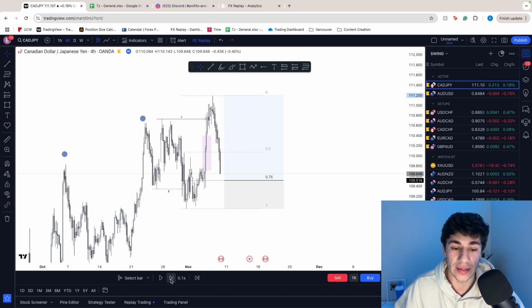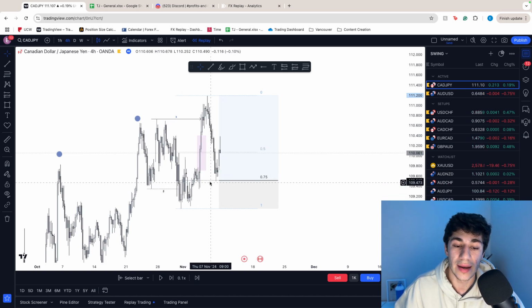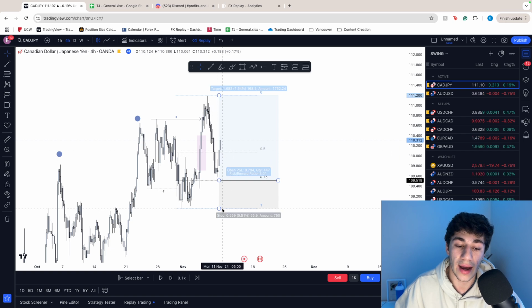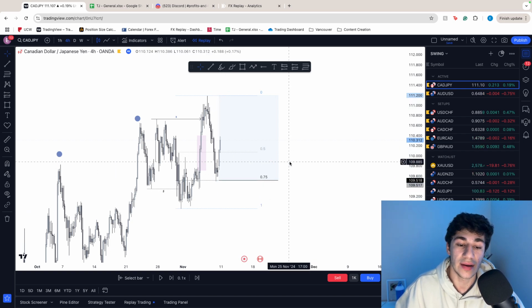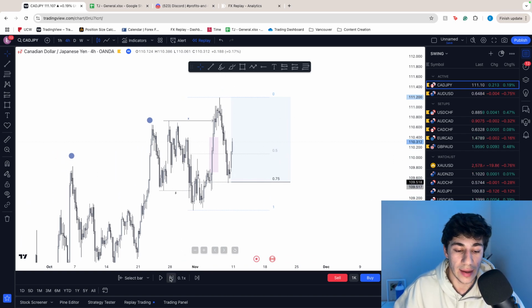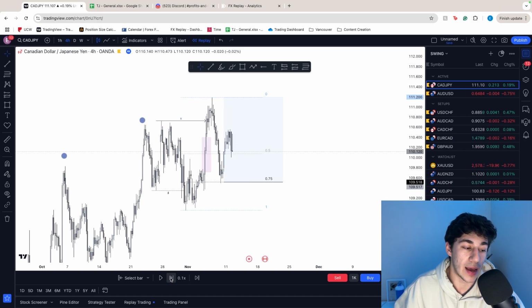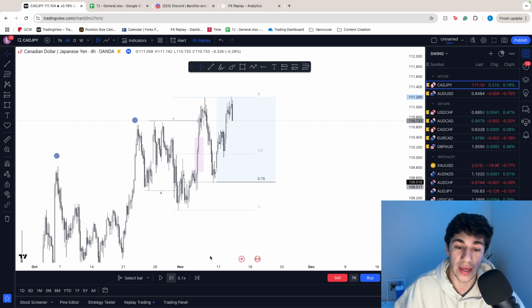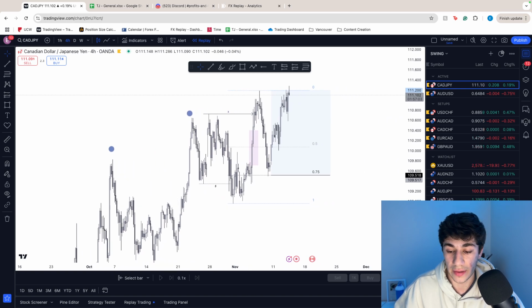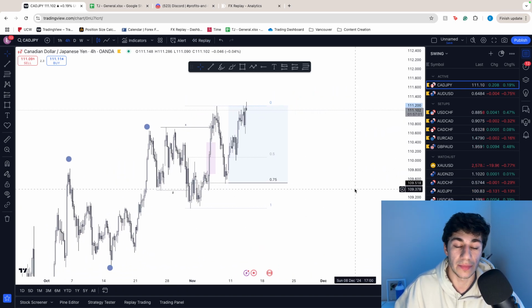And as we can see, price went down and reached my entry point. When price reached 1:1, I immediately moved my stop loss to break even to make this trade risk free. And then price kept going up and hit my take profit today for a 3% profit. So this was the trade on CAD-JPY.